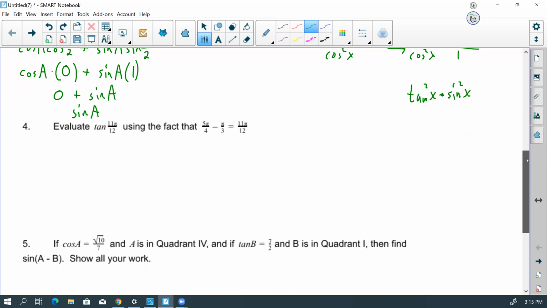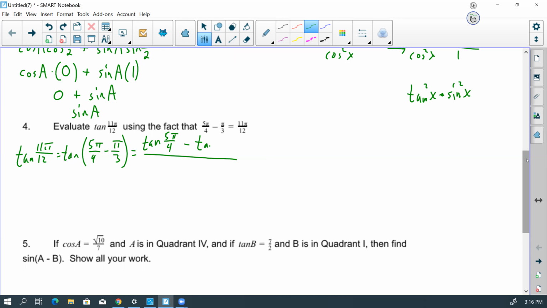Number 4, you are using the difference formula for tangent. So the tangent of 11 pi over 12 is the same thing as the tangent of 5 pi over 4 minus pi over 3. Looking at the difference formula, it is the tangent of that first angle. Some people are just writing down the angle. That's not right. It's the tangent of that first angle minus the tangent of the second angle, divided by 1 plus the product of those two.